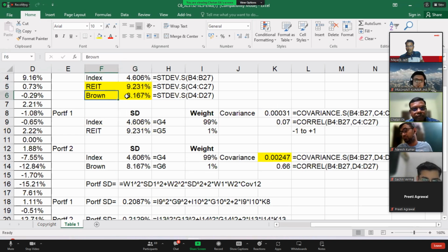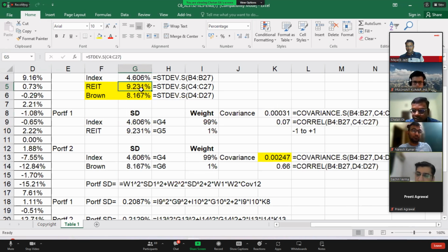And the standard deviation of Brown is 8.167. Which is riskier? REIT is actually more risky. That is what we said. Now REIT and index, when we mixed, what is the portfolio standard deviation we achieved?